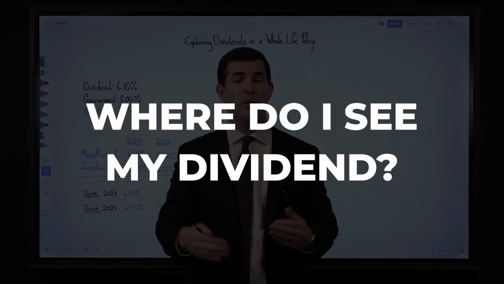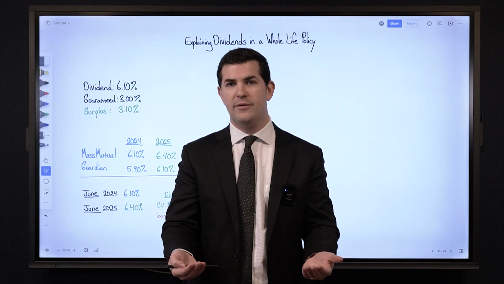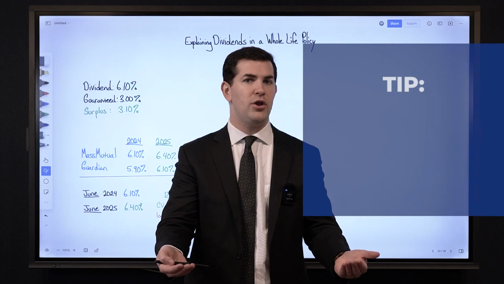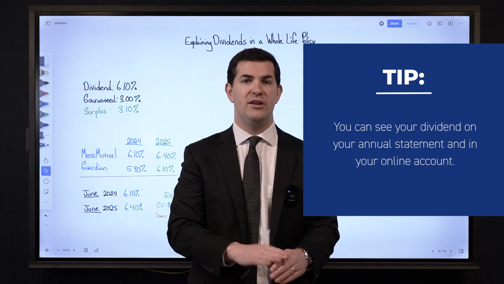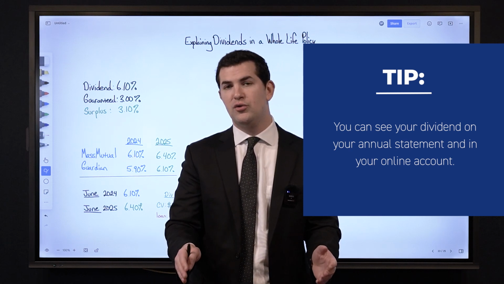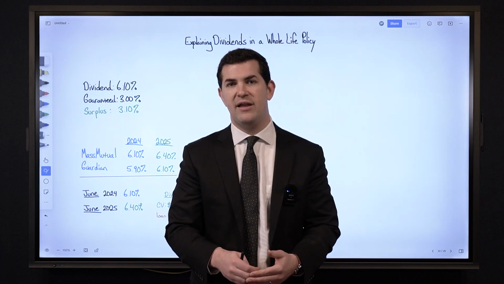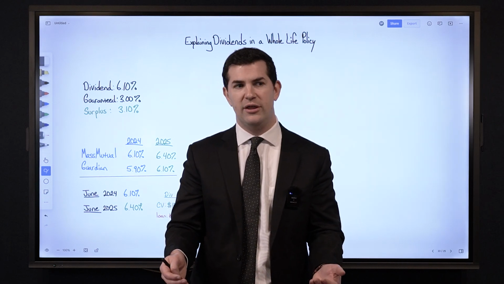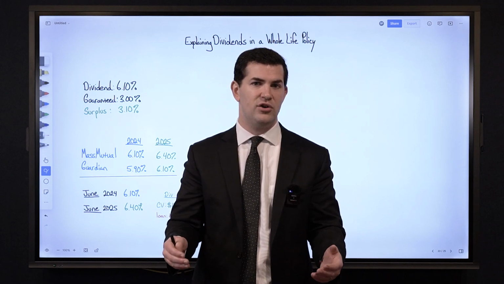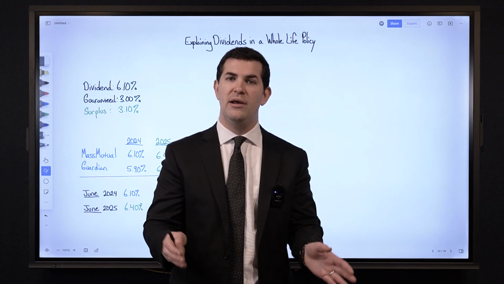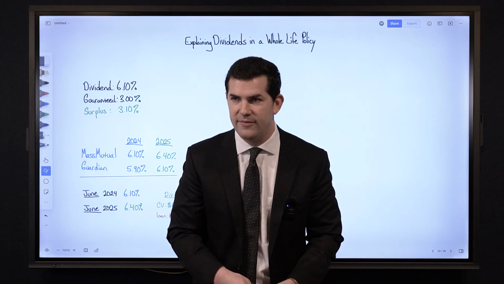Next question, where do I see my dividend? So you can see your dividend on your annual statement. Your insurance company will mail you or email you an annual statement every year, and you'll see exactly what the dividend was for that year. You can also see it on your online portal if you have an online account with the life insurance company that you have your policy with. And then lastly, you can also see it on an in-force illustration. This will give you a projection of what the dividend should be for the policy year you are currently in.